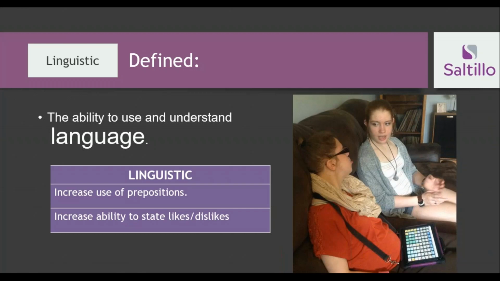I'm going to walk you through the rationale for how we chose these 2 linguistic objectives here. And then next, we'll go through some ways to measure linguistic competence to obtain and measure baseline and progress. And then we'll plug these 2 objectives into the goal attainment scale so that you can get an idea of how to use the AAC goal framework we created. So our 2 objectives are to increase the use of prepositions and to increase his ability to state likes and dislikes.